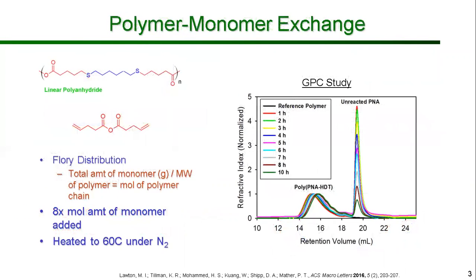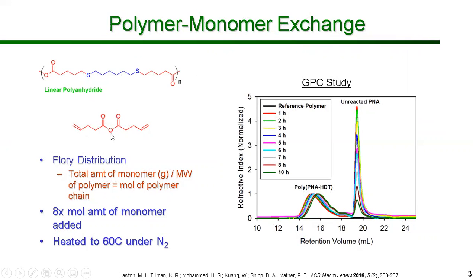We first discovered that polyanhydrides can undergo this dynamic covalent exchange when adding a small anhydride to a larger, higher molecular weight linear polyanhydride. What you're seeing here is a linear polyanhydride made of PNA, pentanoic anhydride, with HDT, or hexane dithiol. We react these at a 1-to-1 ratio to create a linear polyanhydride. And then we added a small anhydride molecule, the PNA monomer itself.